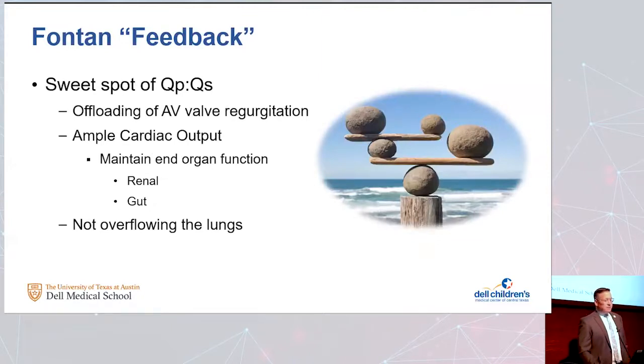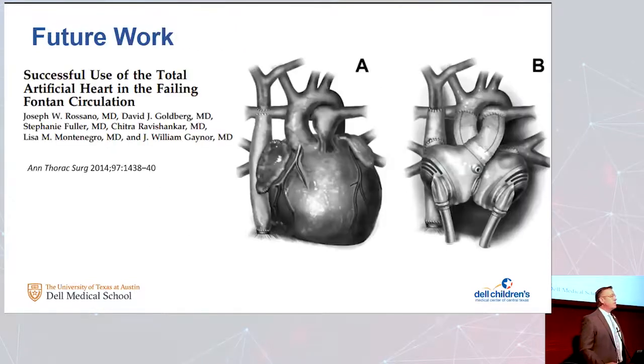So where is the sweet spot of the Qp:Qs with these VADs? I hate to tell you, but I can't tell you. There's no perfect place to be. The key points that we found in these patients to get them in that sweet spot: make sure we're offloading the AV valve regurg, ample cardiac output to maintain end organ function, primarily renal, so we can balance their volume status, and also gut to make sure we get quality nutrition in there, and also that we're not overflowing the lungs.